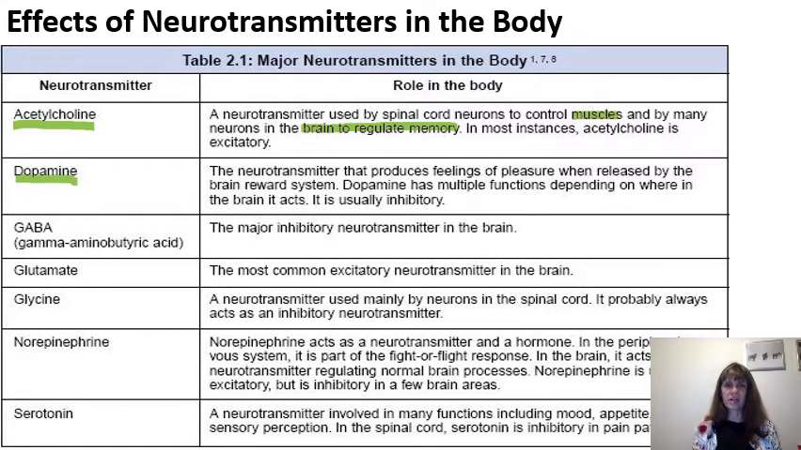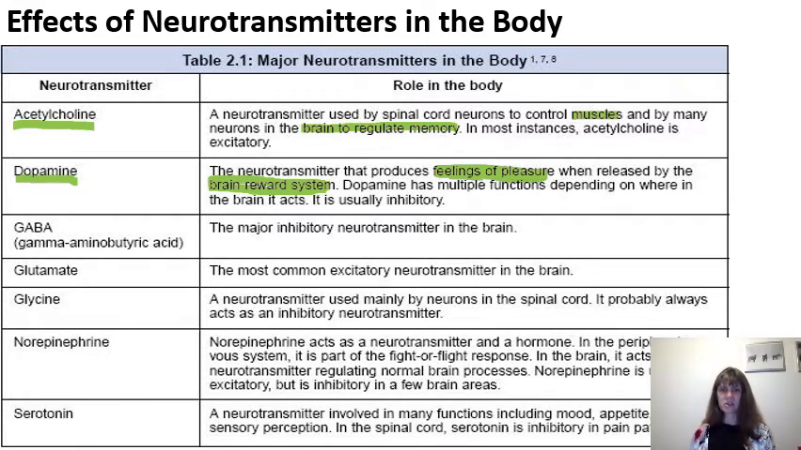Dopamine is a neurotransmitter that produces pleasurable feelings when it's released and is often referred to as being part of the brain's reward system. Dopamine does have multiple functions depending on where within the brain it is released. There's also another neurotransmitter used in the brain called gamma-aminobutyric acid, and glutamate is a very common neurotransmitter in the brain that often causes receptors to act in a manner which is depolarizing.